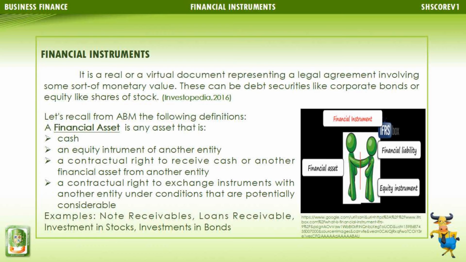A financial asset is any asset that is cash, an equity instrument of another entity, a contractual obligation to receive cash or another financial asset from another entity, or a contractual right to exchange instruments with another entity under conditions that are potentially considerable. Examples: notes receivable, loans receivable, investment in stocks, investment in bonds.